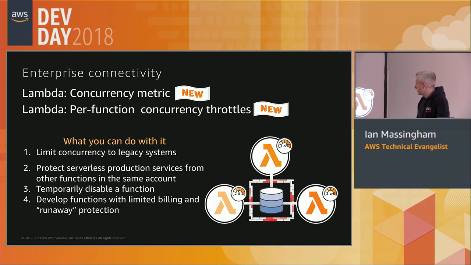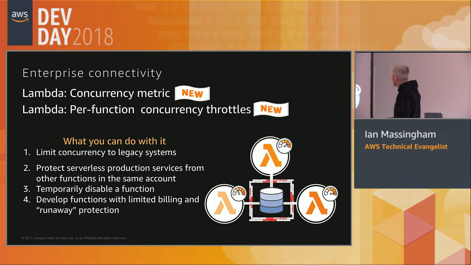Limit concurrency to legacy systems, to protect functions from being drowned out by other functions that are being overrun. So we can limit less business critical functions, for example, or functions that do not directly impact the customer experience, and then allow those functions to get throttled as other functions consume the available aggregate limit that we have within our account. We can set a function limit to zero, which will temporarily disable that function as a very quick atomic operation. So just switch that function off without deleting it or destaging it. And then we can develop functions that have limited billing and runaway protection as well. So there are lots and lots of different use cases that can be solved through this capability of concurrency control, particularly important in enterprise.